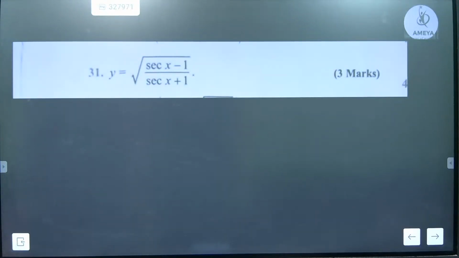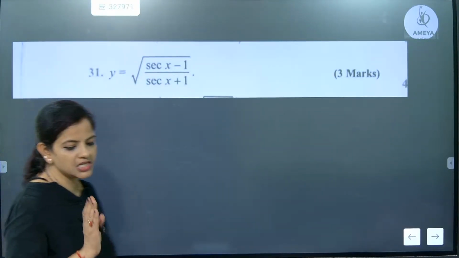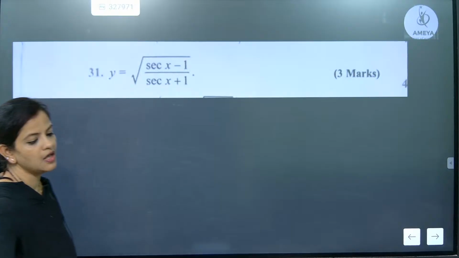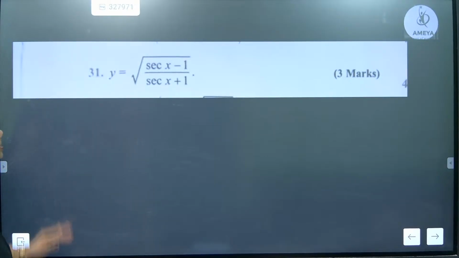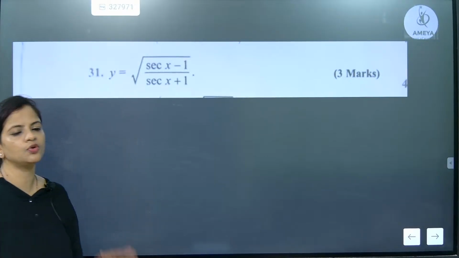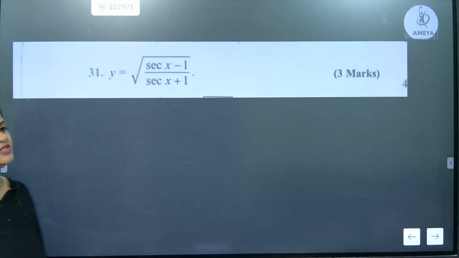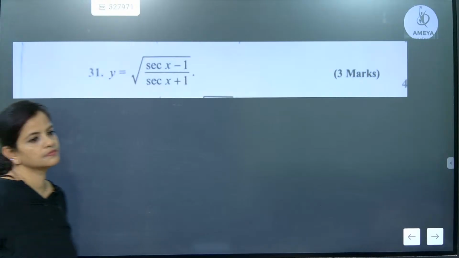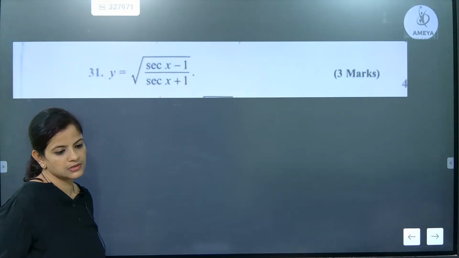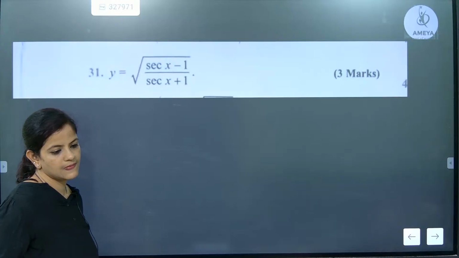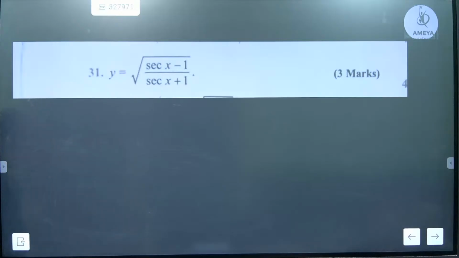Y is equal to root under secant x minus 1 by secant x plus 1. It's a much easier question than the previous one. It's a very small, simple catch where you have to differentiate. Don't directly start differentiating. First use your concept and then start differentiating. Come on, go for it, please.